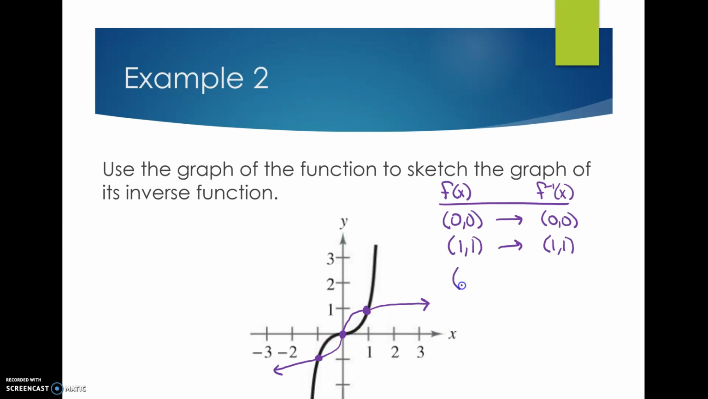Let's look at the point, not 1, sorry, 1.2, 3. 1.2, 3, that's about that point. What would (1.2, 3) become on the inverse? Switch the x and the y. (3, 1.2). So right 3, up 1.2. There's about where that point is. You could do the same thing on the other side.